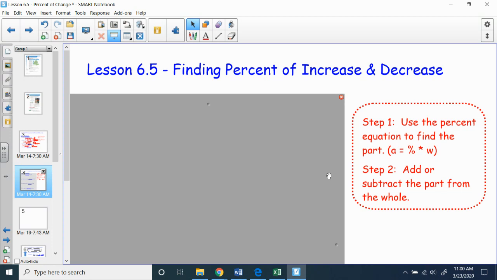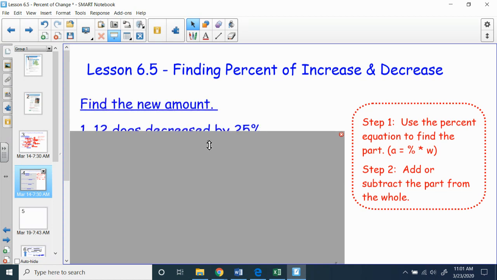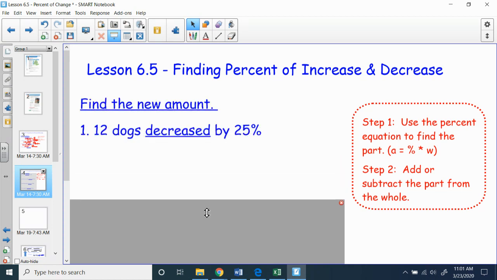The second step, once we get an answer for the part, is that we have to either add or subtract that from the whole. Depending on if it's increasing, we add. If it's decreasing, we subtract. So I'm going to show you the first problem. And like I said, feel free to pause the video if you need to.